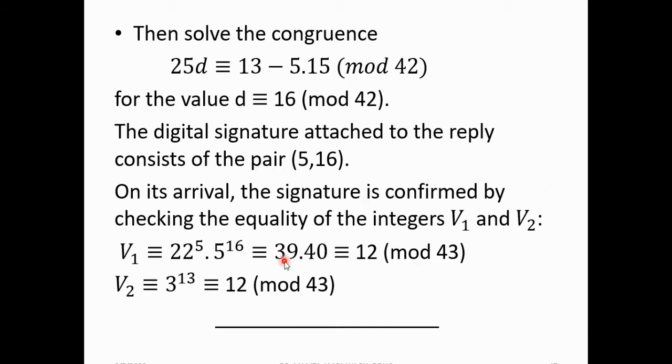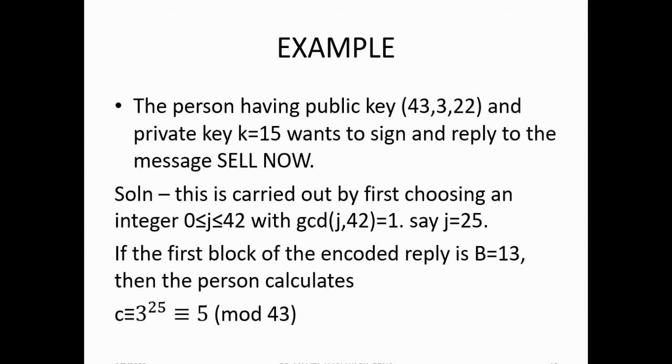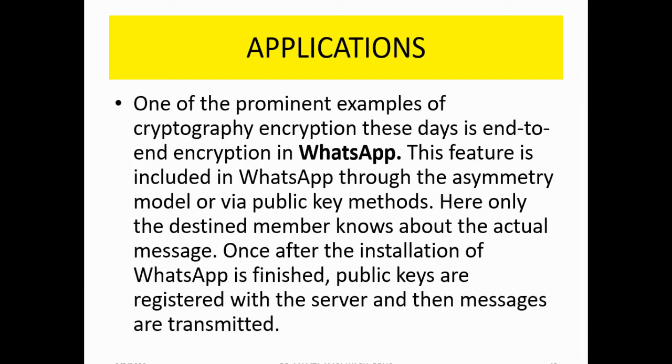So let us do this thing here. v1 is equal to 22 to the power 5 and 5 to the power 16. So we are doing this under modulo 43. This will be 12, and v2 is 3 to the power 30, which is also 12 modulo 43. So v1 is equal to v2. That means the signature is a genuine signature. So this is the Elgamal digital signature.